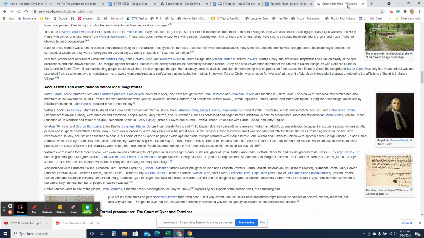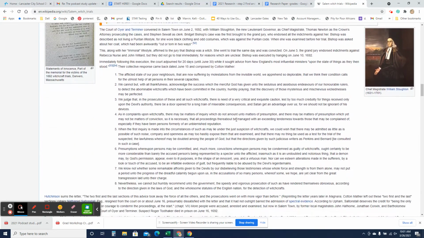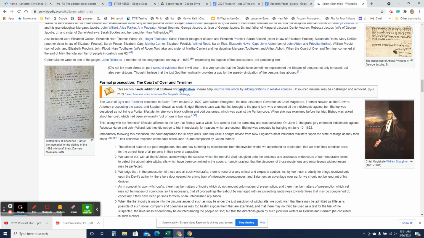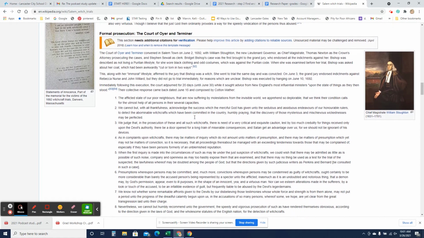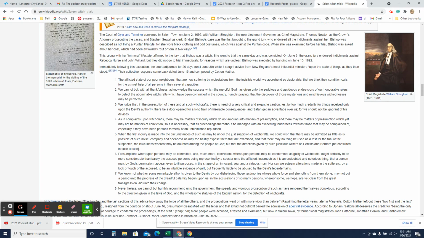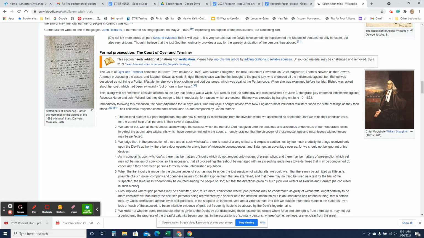And then the Court of Oyer and Terminer, I found from looking through the Wikipedia page. And this was kind of a rush-through kind of court, and this states what happened and how the Court of Oyer and Terminer was used to find witches guilty.